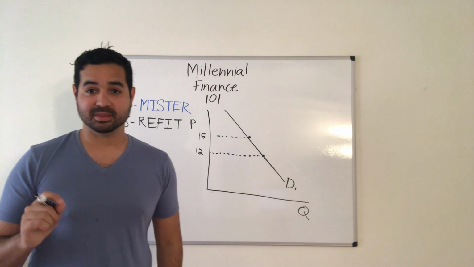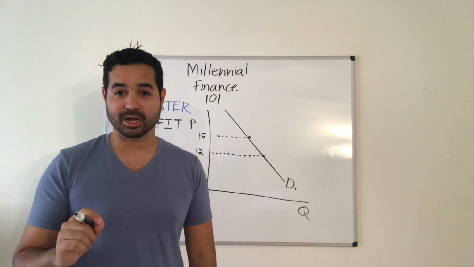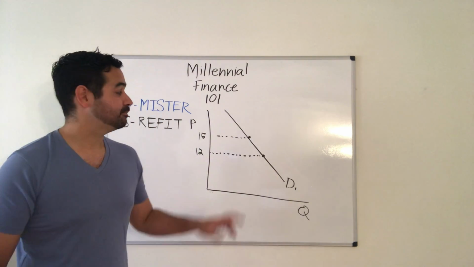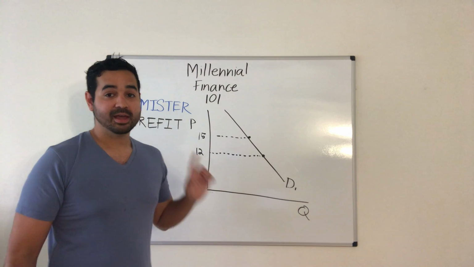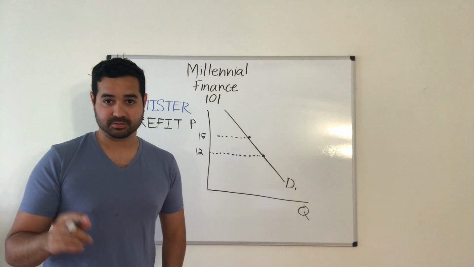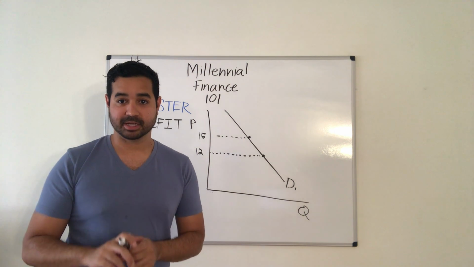So I want you guys to commit this to memory because your teachers will 100% ask you and 100% trick you. A change in price is a movement along the curve. A change in the other factors is a movement of the curve. So keep that in mind. Sound good?